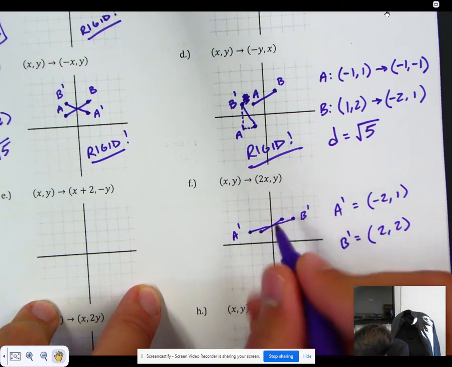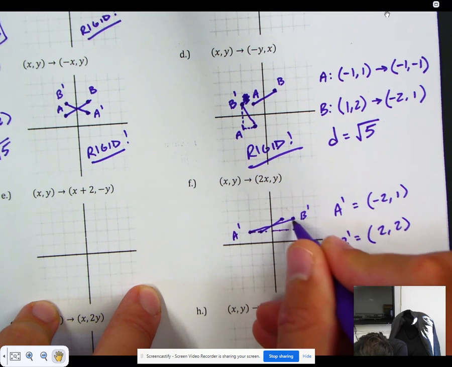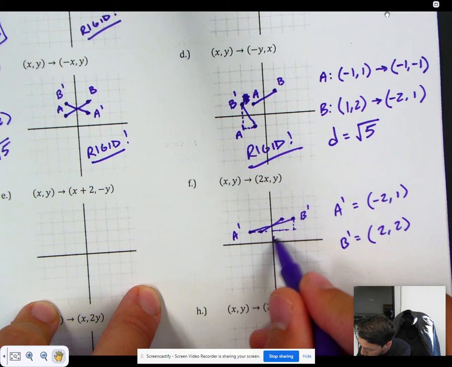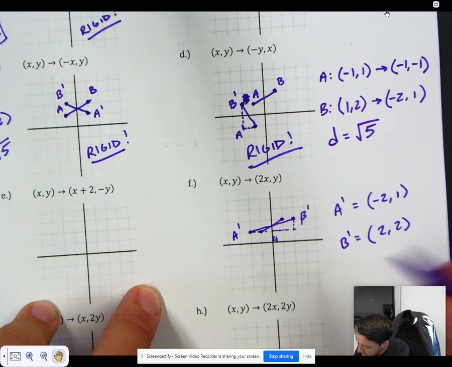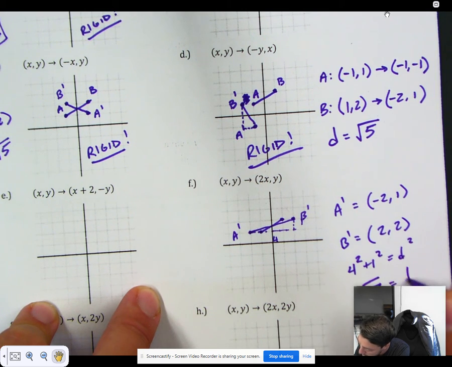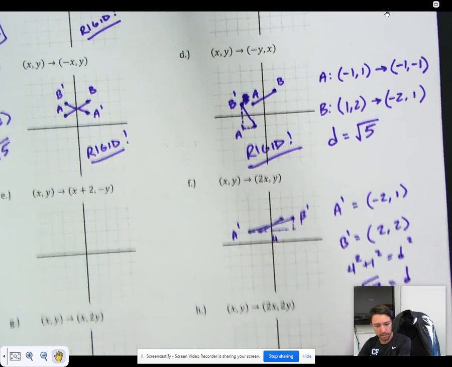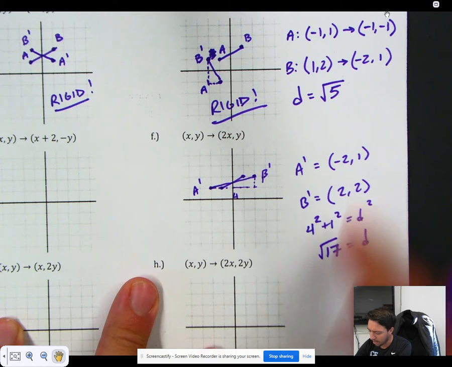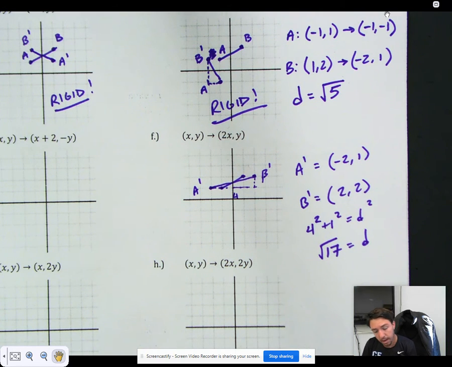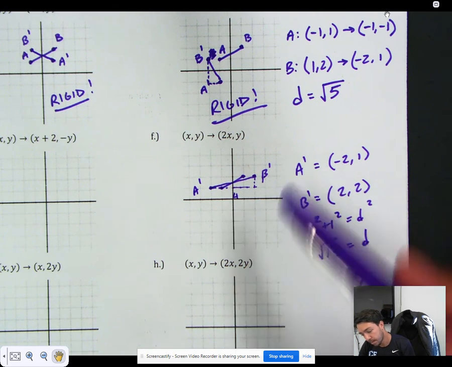Well, how long is it now? How far apart are these points? Well, it's a 4 by 1 triangle. So 4 squared plus 1 squared equals distance squared. You end up with root 17. So that's a little confusing. You go, wait a second, I used to be root 5, now I'm root 17. That's kind of strange, but that's what it is. So this one's a little weird.